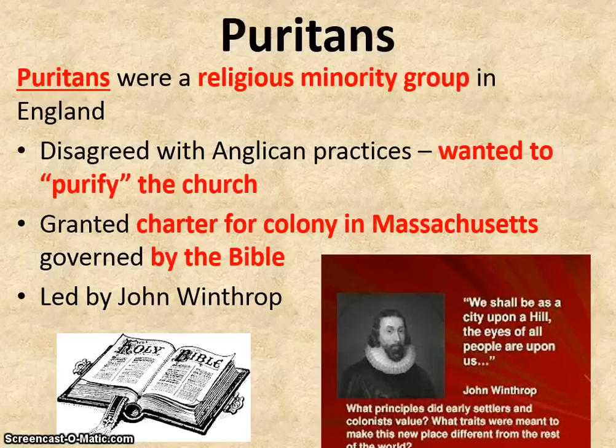They wanted to go to a more basic, simple, and biblically based version of Christianity. So they were granted a charter to move to Massachusetts, and they wanted a government established and led by the principles of the Bible. Their leader was a man named John Winthrop.